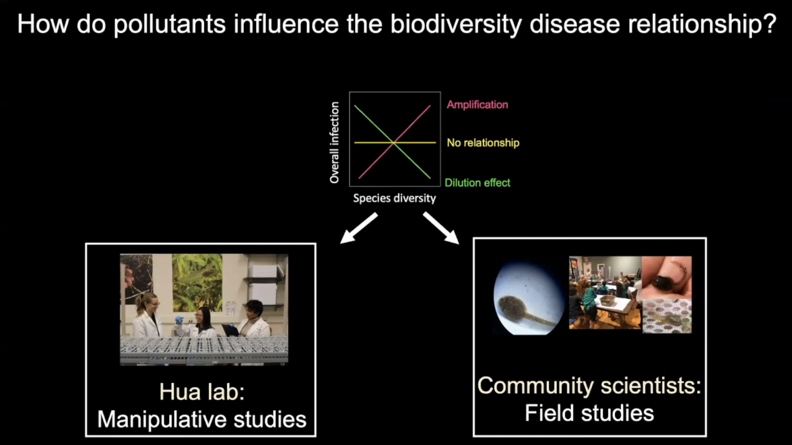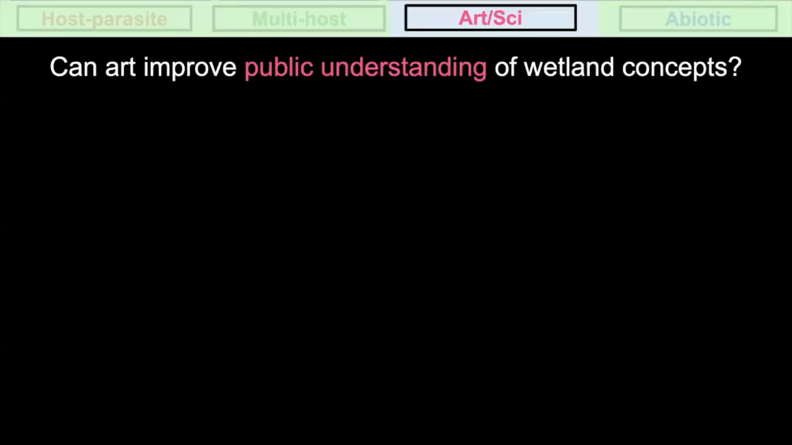And so what we hope to do is to use the community to help us collect data. And in helping us to collect data, one thing that is important is to ask, how do we ensure that we can properly communicate our research to ensure that the quality of data collection is high? To address this, as I mentioned before, I will talk a little bit more about how we are using art and science to improve public understanding of wetland concepts so that we can convey materials to improve the quality of data collected.